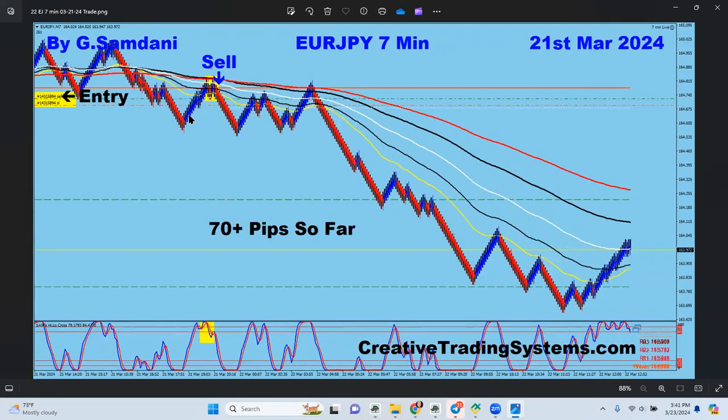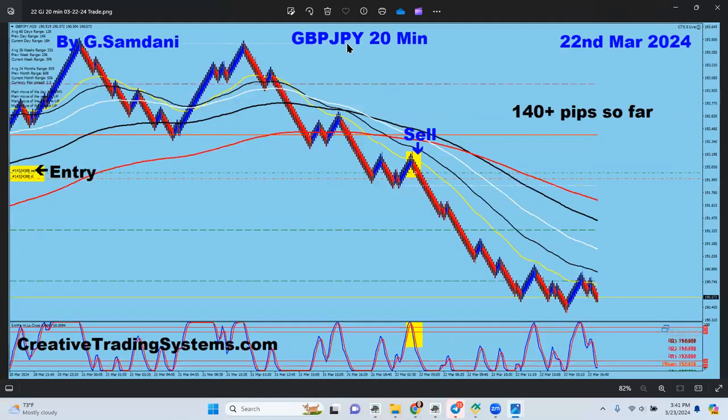Euro yen, 21st. This is what happened. This is a beautiful entry to the downside, 70 pips here. Pound yen again was coming down, and then 140 pips on the 22nd. It comes down, then it retraces a little bit, then it comes down. That happens all the time.